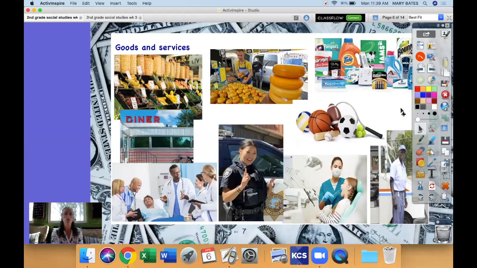Here's a picture of some goods and services as well. We have all sorts of goods in this picture: laundry detergent, batteries, paper towels, toothpaste. Those are all things that we need to have in our homes and use. Here's a picture of a cheese store where cheese is sold. Here's another picture of a grocery store or produce market. We see lots of fruits and vegetables there. Those are all goods that are sold. And last but not least, in our goods section is sporting equipment, things that you can use to play outside or play on teams.